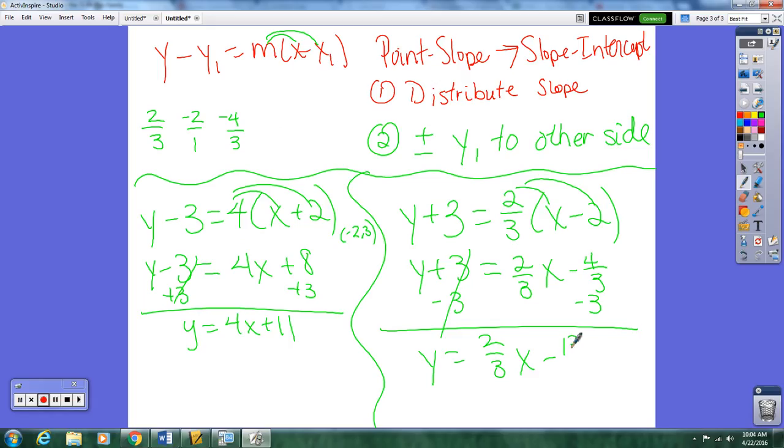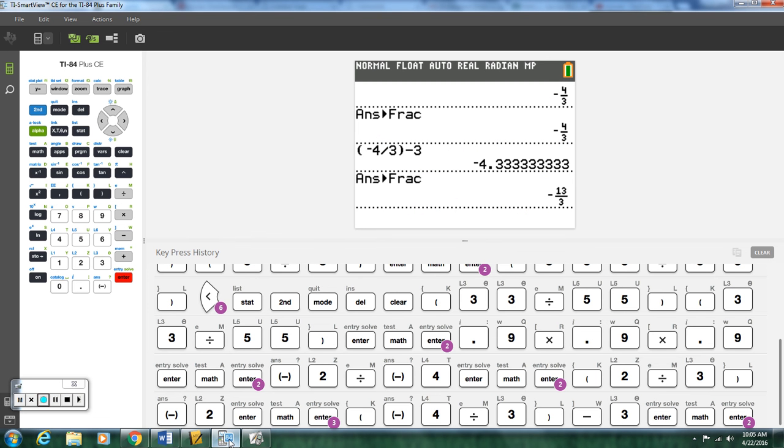So minus 13/3. Which we're not graphing today, but if you were graphing it, what would be the slope? 2/3. So up 2, right 3, or down 2, left 3. Where would it cross the y-axis? And then 13/3, which we knew from our calculator was right around negative 4.3. So it's right around that. Okay?